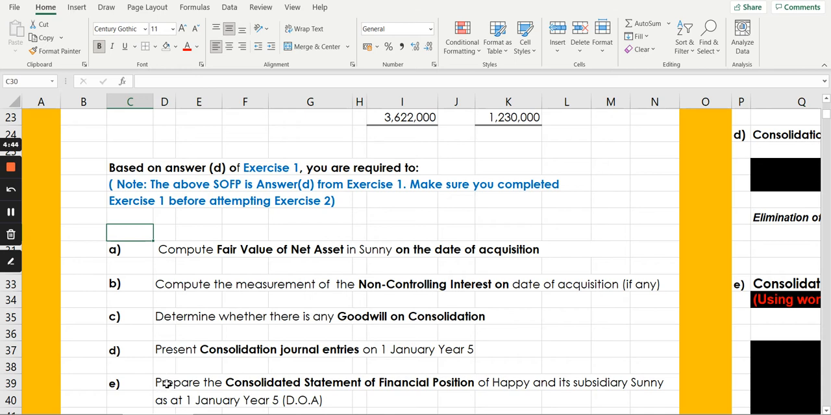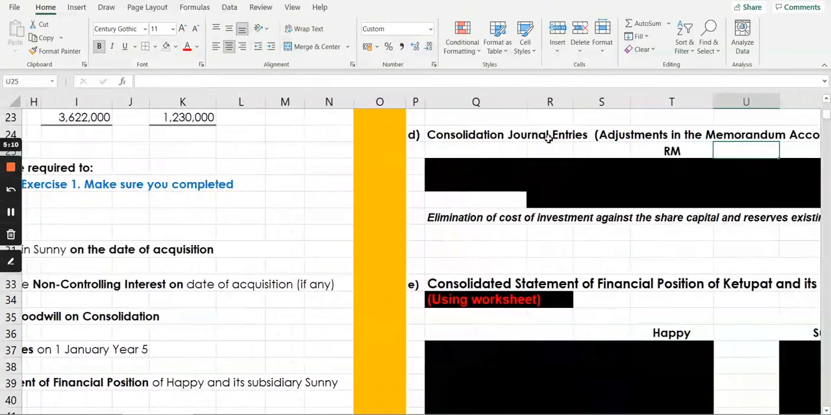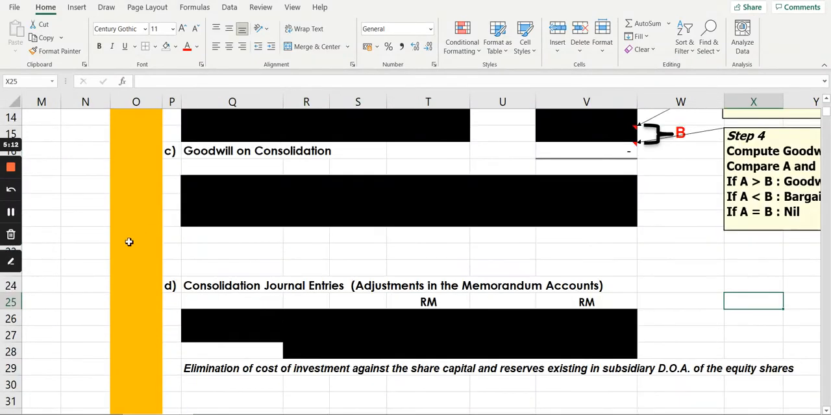The last one is the part that you need to learn for the first time, which is the preparation of the consolidated statement of financial position of Happy and its subsidiary Sunny as at 1st of January year 5. You need to first look at the steps involved before you can prepare the statement of financial position. I'm doing this step by step so that you have a good understanding of the process to consolidate the financial statement.